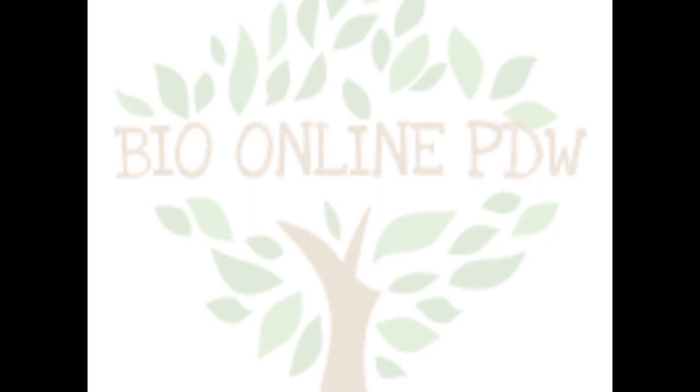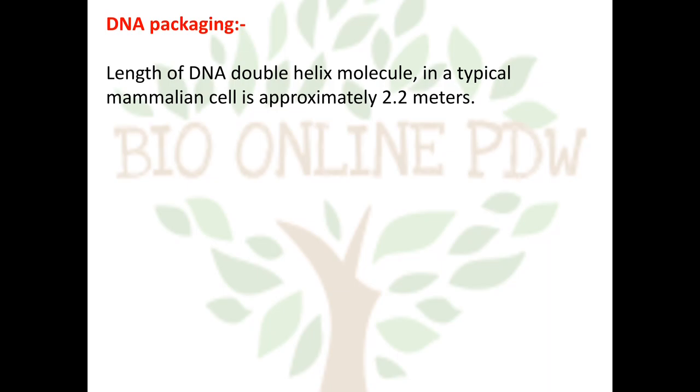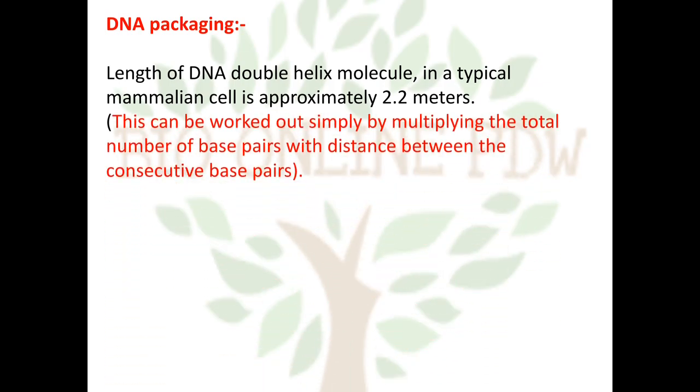So let us start with the first point, that is DNA packaging. The length of the DNA double helix molecule in a typical mammalian cell is approximately 2.2 meters. This can be worked out simply by multiplying the total number of base pairs, that is the base pairs between adenine and thymine or guanine and cytosine, with the distance between consecutive base pairs.